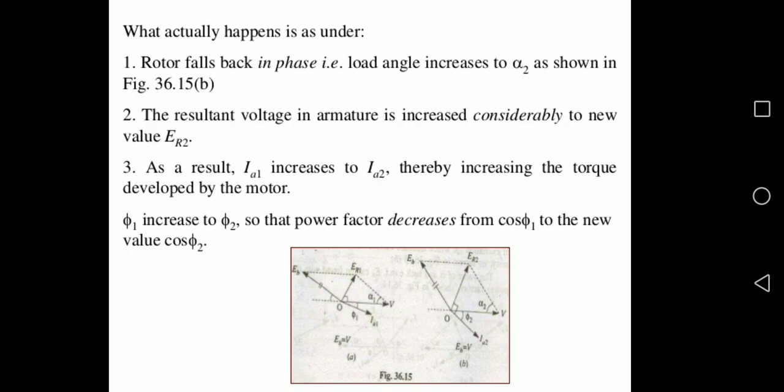As we observe in the figure 36.15b, the resultant voltage also increased considerably to the new Er2. That is, the current Ia1 increases to Ia2, thereby increasing the torque developed by the motor.